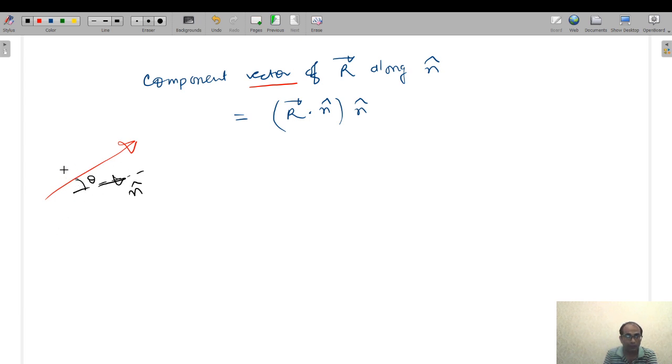तो यदि इसका कंपोनेंट आर वेक्टर का कंपोनेंट आपको चाहिए along this direction, so this would be what? So along this direction, if you want to find out its component, so this would be equal to what? This is r dot n. This is magnitude of that component and this is direction. So now this becomes what? A vector.